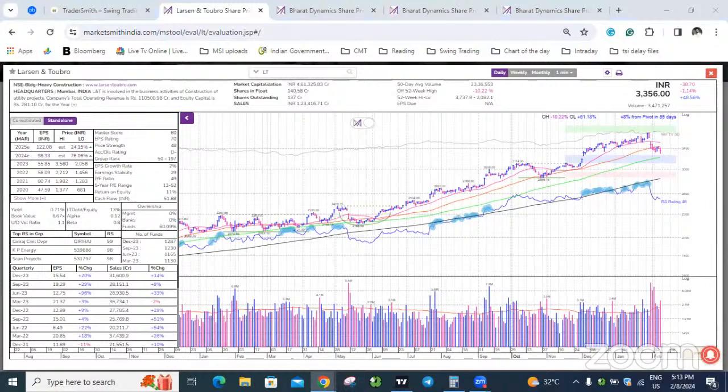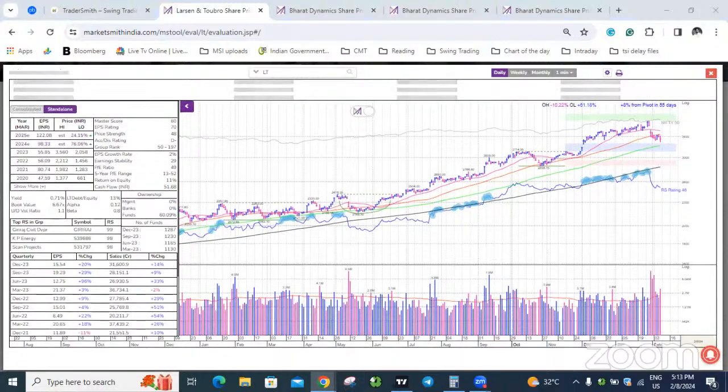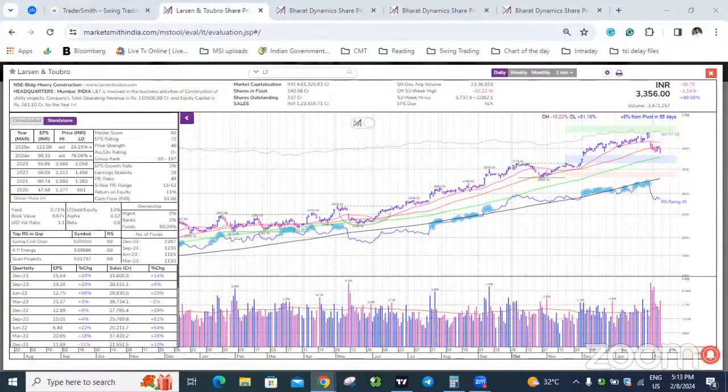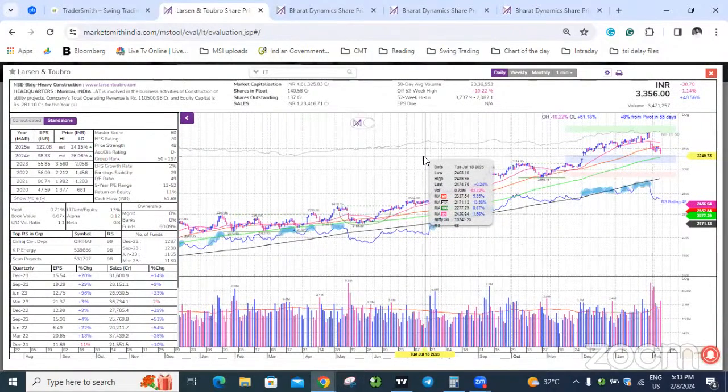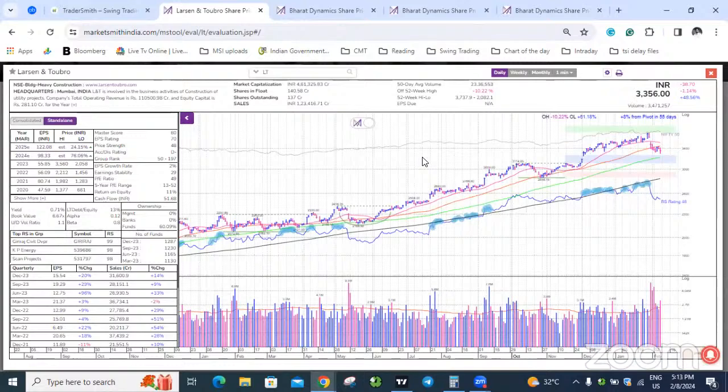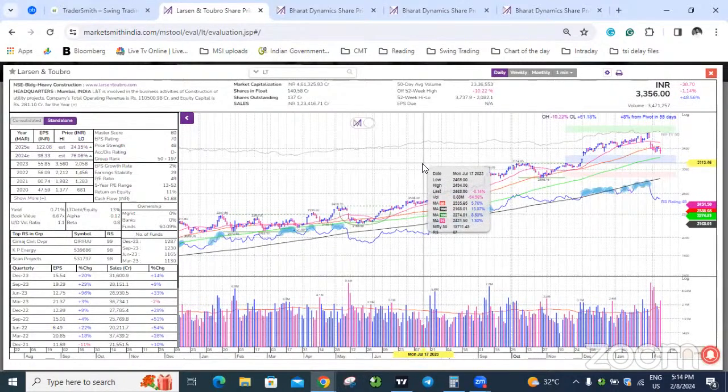Maybe the next round of support is placed around the level of 3200, which is almost the 100 DMA. 3200 is a level where there is a gap up area also. The gap up area is placed in the range of 3200, and the 100 DMA is also placed at 3200. So the first range of support is placed around 3200, followed by 3100.